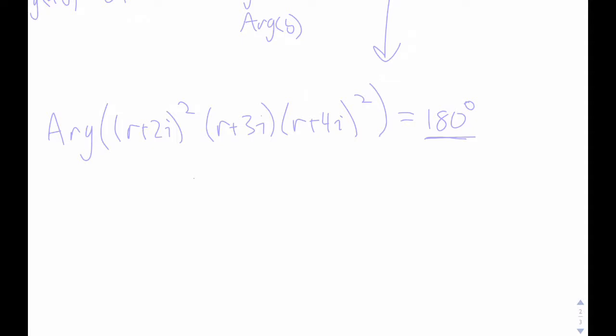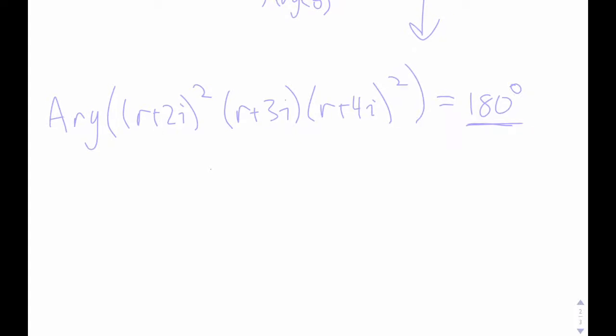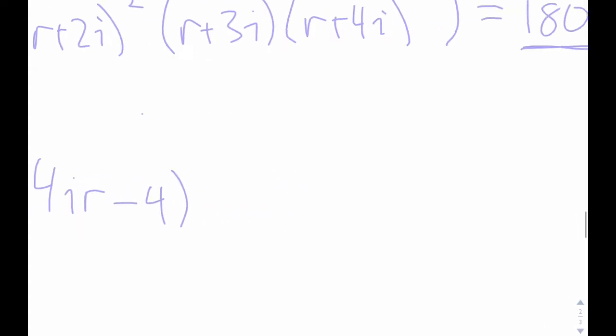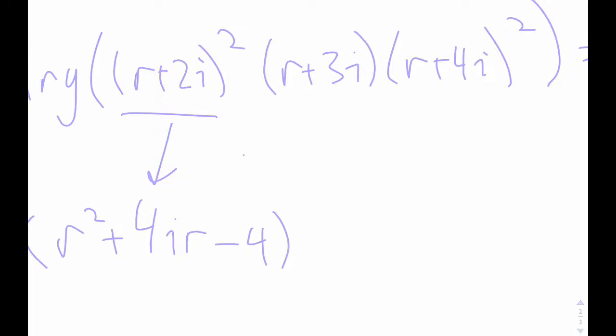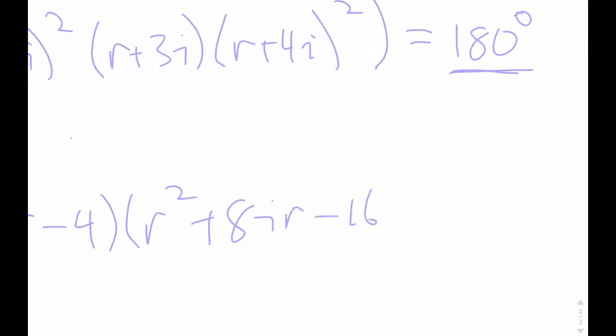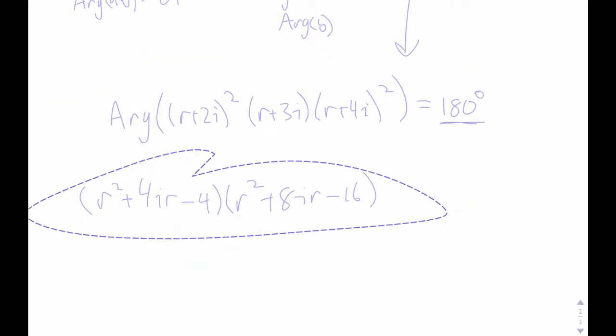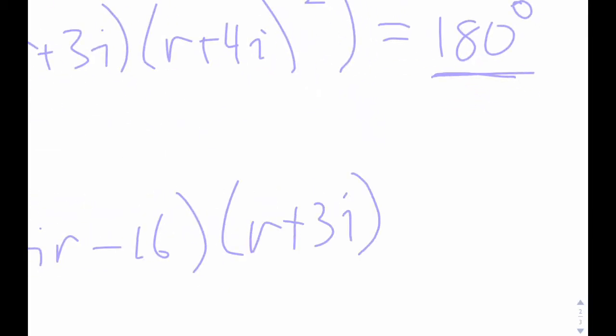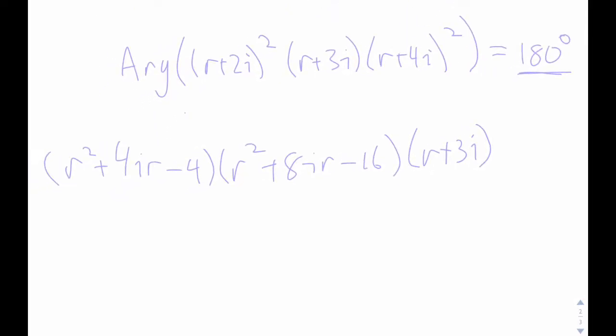So now it just becomes an exercise in algebra. Let's see if we can do this. r plus 2i squared is equal to r squared plus 4ir minus 4. That's this. And let's do this one next. r plus 4i squared is equal to r squared plus 8ir minus 16. And finally, we have r plus 3i. And now, let's multiply these together.